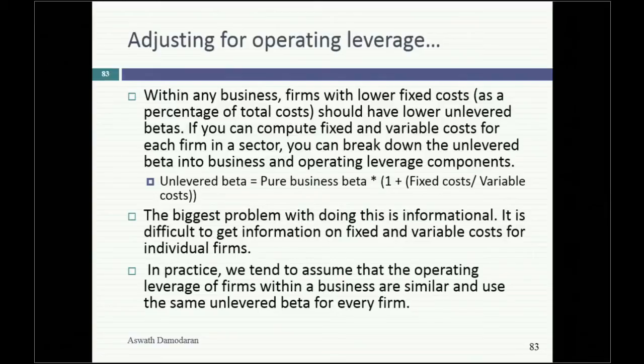So when people ask me why I don't adjust for operating leverage, in most companies I don't, it's not because I don't know how, but because I don't have the data. If companies broke their costs down into fixed and variable costs, adjusting for operating leverage is very similar to adjusting for financial leverage. The fixed cost takes the form of debt, the variable cost takes the form of equity, and you can adjust a business beta for operating leverage.